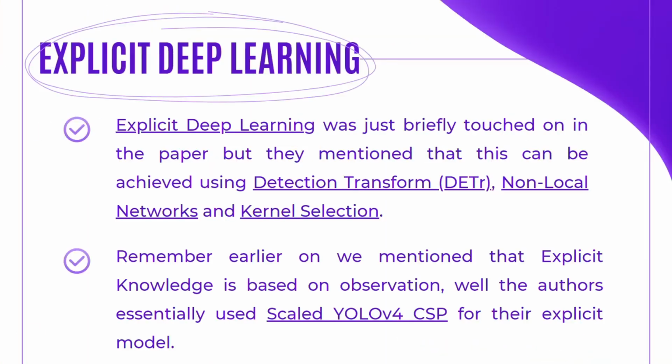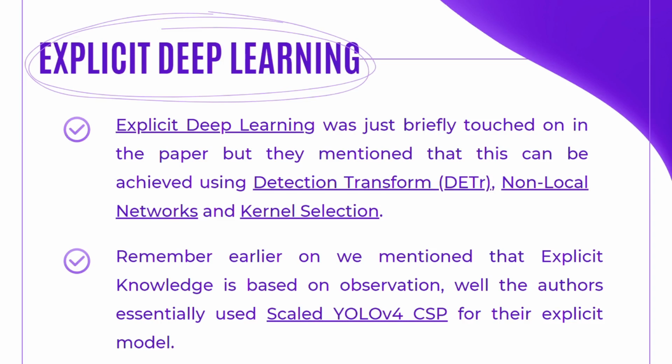Now that we have covered explicit knowledge, let's talk about explicit deep learning. Explicit deep learning was just briefly touched on in the paper of YOLO-R, but they mentioned that this can be achieved using detection transform, non-local network, and kernel selection. So these are just different techniques that they applied on their model to implement explicit deep learning.